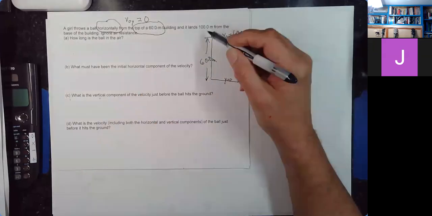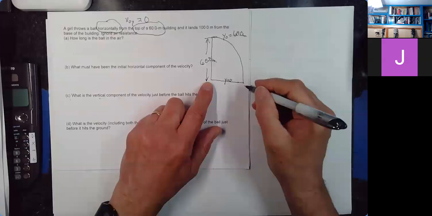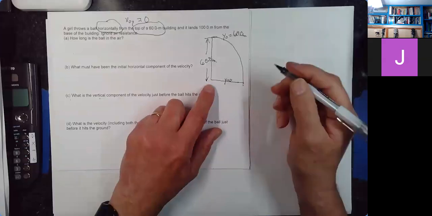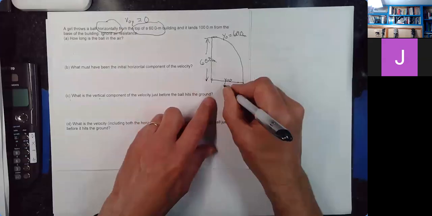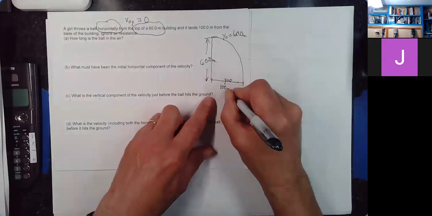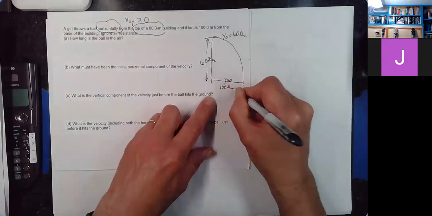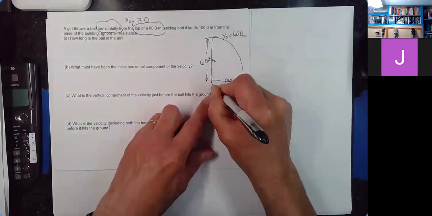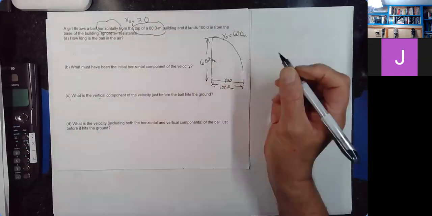Now it lands 100 meters from the building, so I don't have a very good scale model here, but that's where it lands anyway, 100.0 meters. That's in the x direction though. Here's what I know in the y direction.